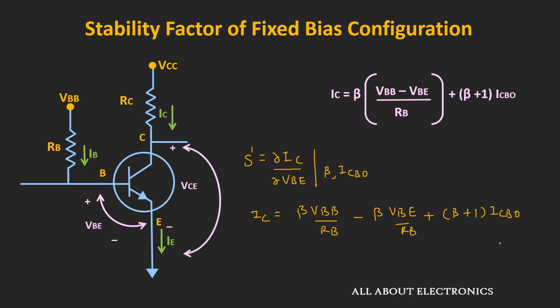Now in this expression, the first term and the last term are constant. So whenever we differentiate IC with respect to VBE, then the first term and the last term will become 0. That means del IC divided by del VBE is equal to minus beta divided by RB. That means for the fixed bias configuration, the stability factor S dash is equal to minus beta divided by RB.